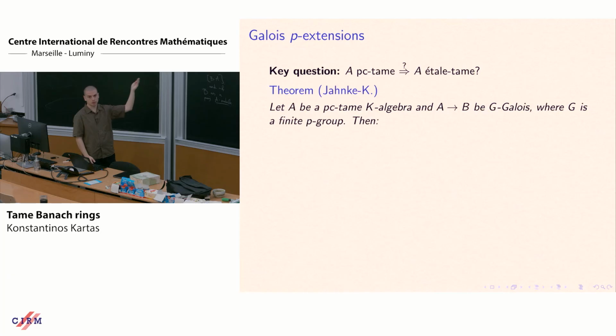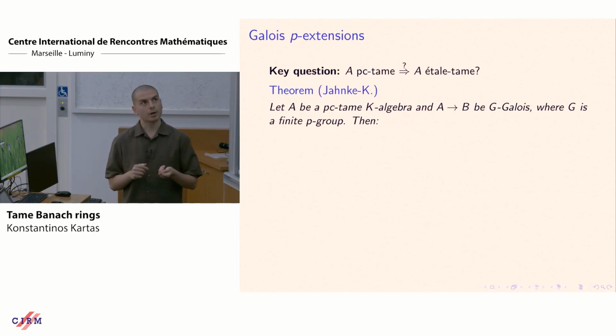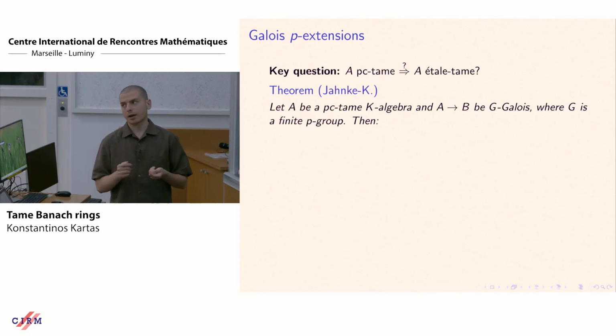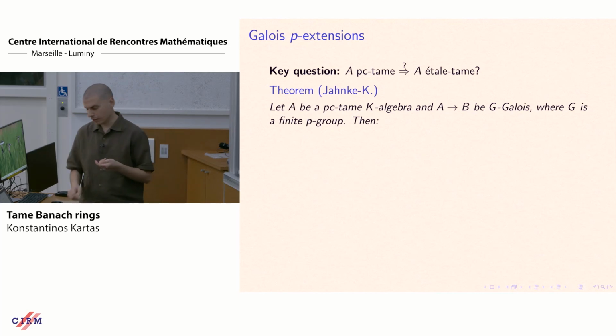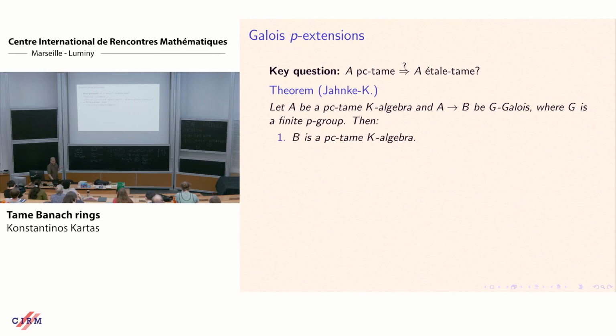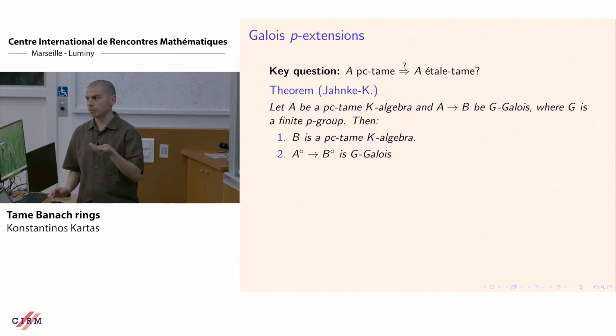So this statement is true if you only restrict your attention to Galois p extensions. So let's formulate this precisely. You start with a tame or PC tame algebra, and you take a G Galois extension where G is a finite p group. Then two things happen. So B is also tame, pseudo-Cauchy tame, and the corresponding map at the integral level is G Galois.